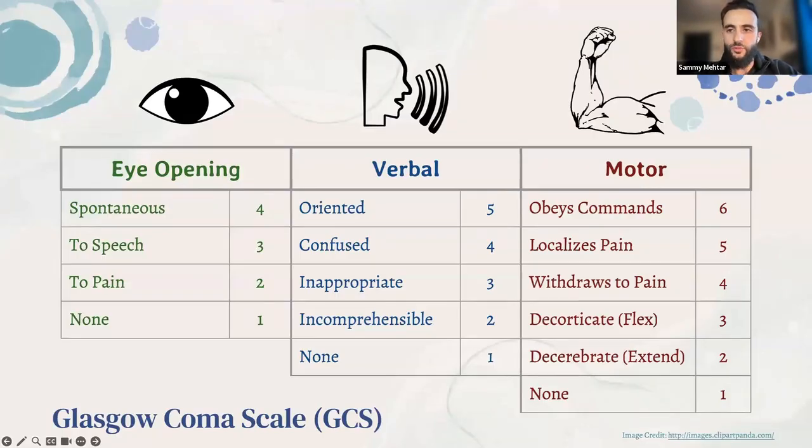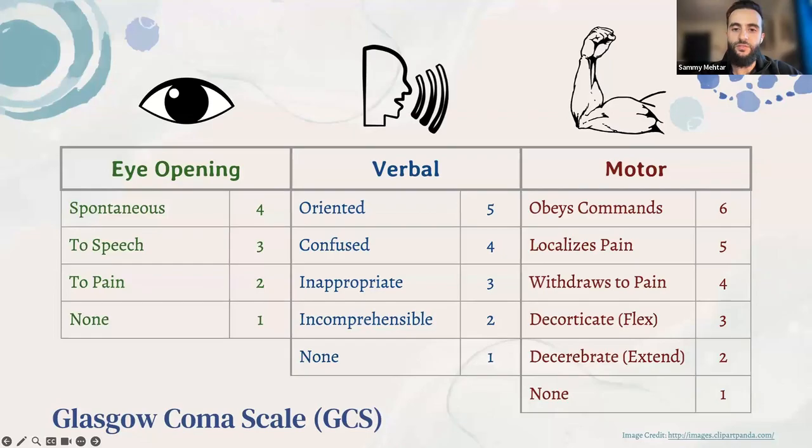And then for motor, do they obey all commands? Can they squeeze their hand, lift their leg, blink their eyes, whatever it is? If they're unable to follow commands, can they at least localize the pain? Let's say you squeeze their thumb. Are they able to pull away and push your hand away? Do they withdraw to pain?